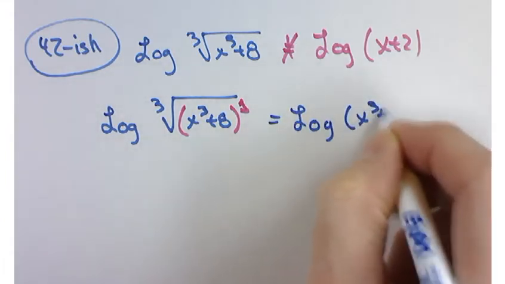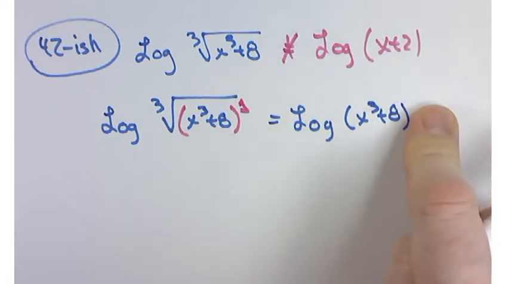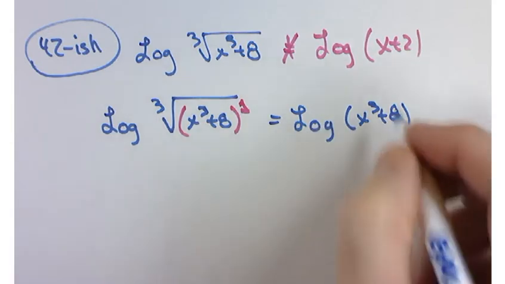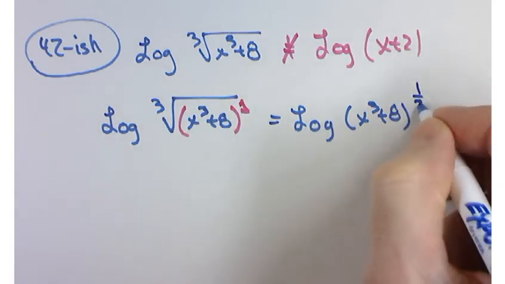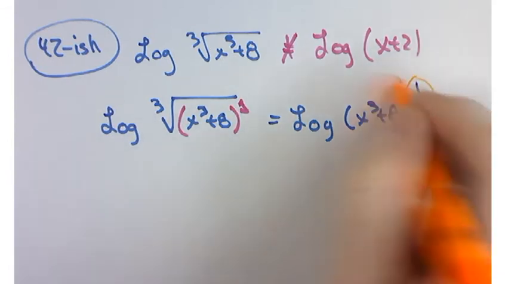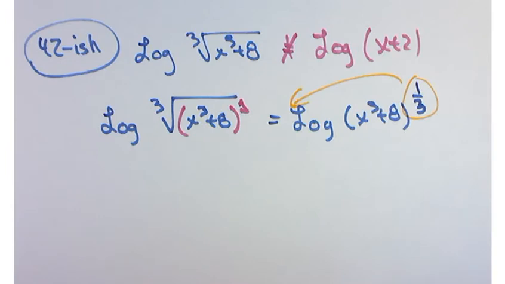x cubed plus 8 to what power? 1/3. I hope you're getting comfortable with that. This exponent goes up, that one comes underneath. So this to the 1/3. Then what? Riley? What do I do next? Contessa? Yeah, our power rule. 1/3 comes out in front.